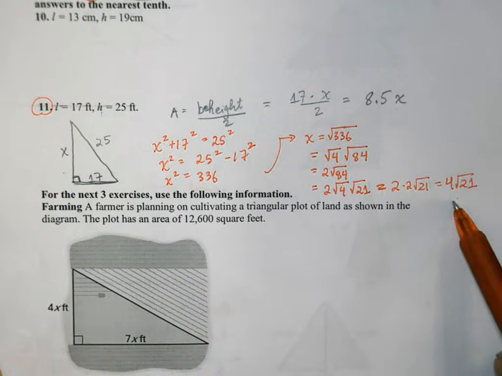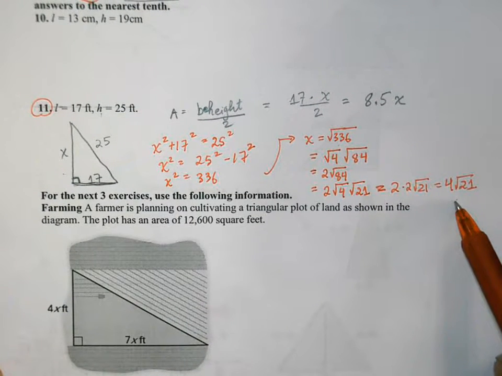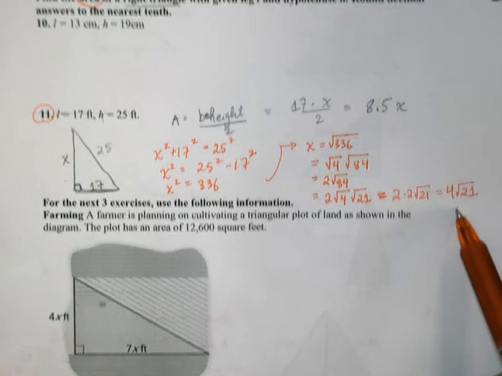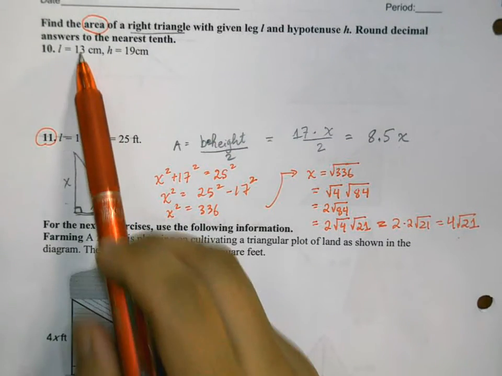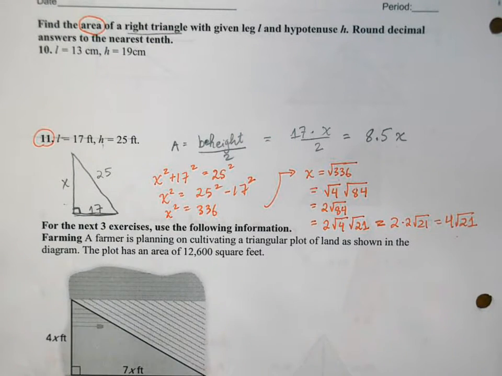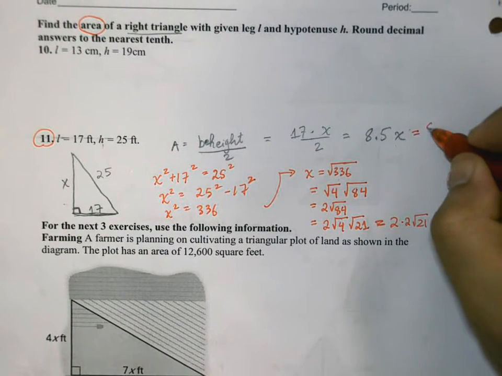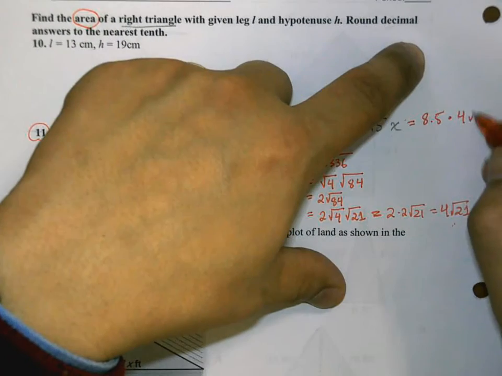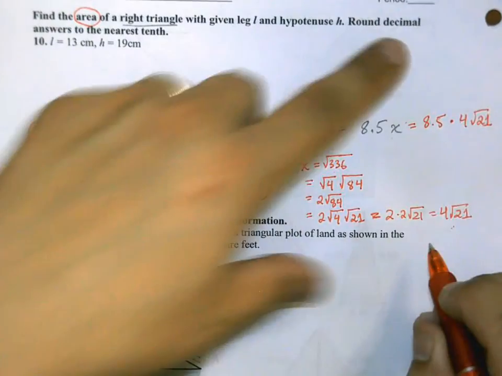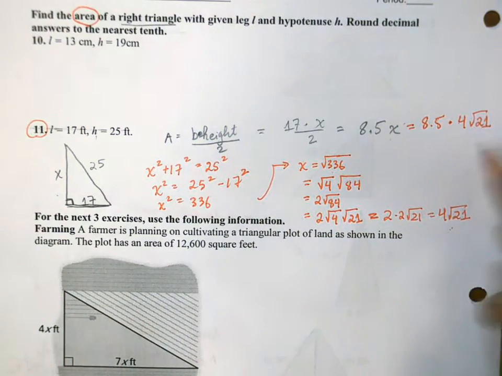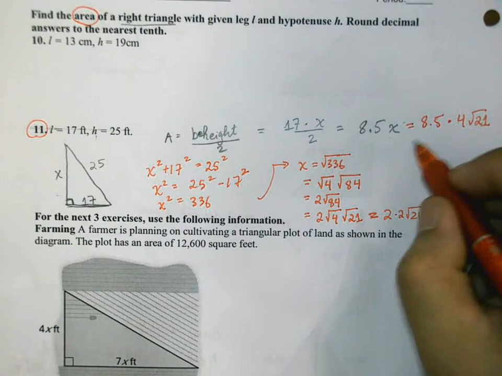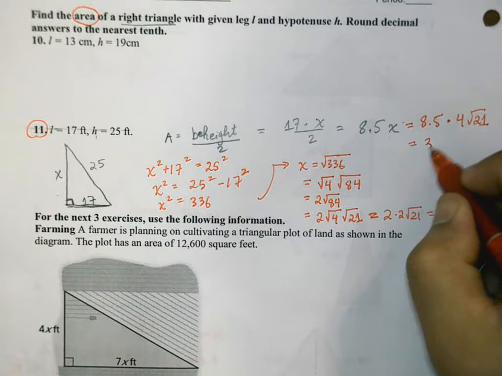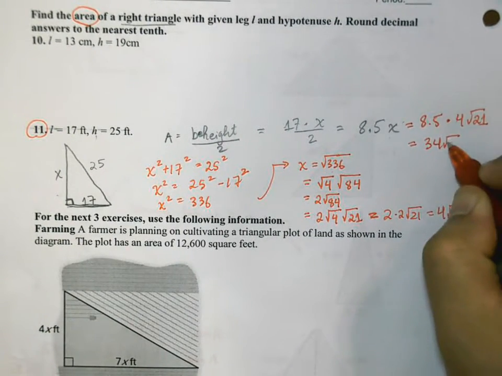Now, so many people stop at this point and they say that this is the final answer, and it's not, because remember, we are looking for the area. We are not looking for simply x. So now the last step that remains is we have to take this and substitute it back into here. So this is equal to 8.5 times 4 times the square root of 21. Okay. So the square root of 21 I'm going to leave alone. 8.5 times 4 is 34, square root of 21.